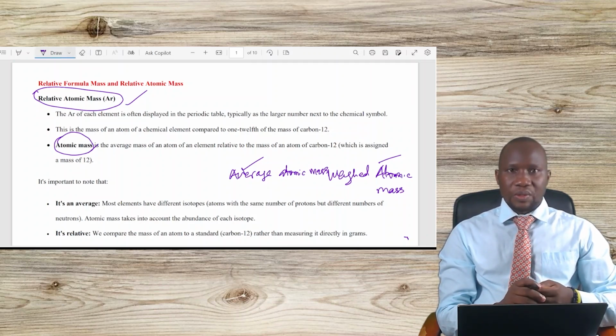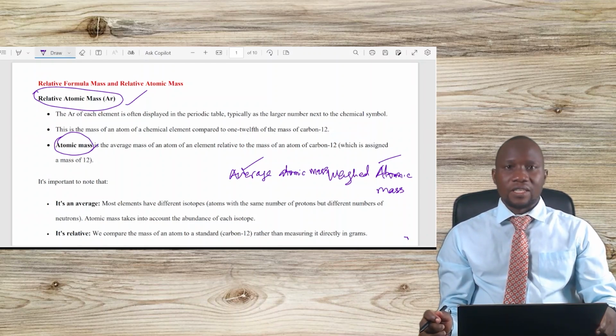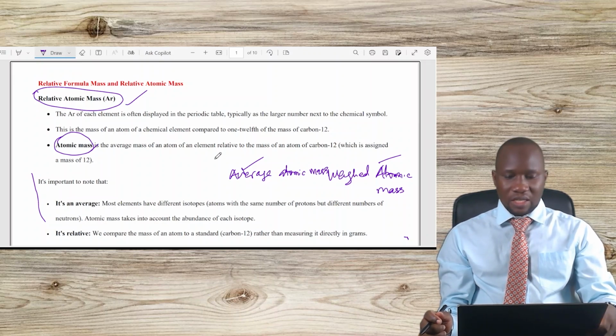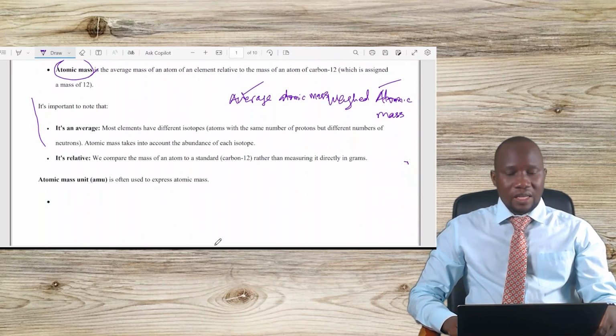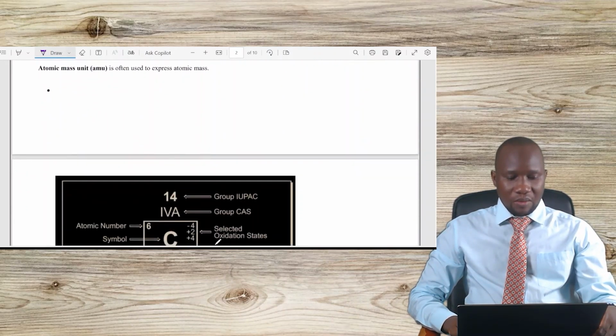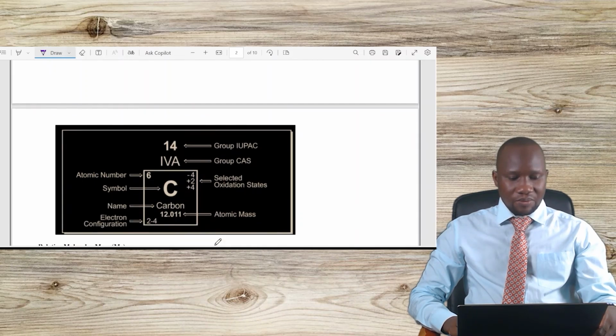Before we go to what they really mean, let's first see where we find this atomic mass. Where do we usually find it? We find this atomic mass when we are dealing with the periodic table. So the periodic table is here.